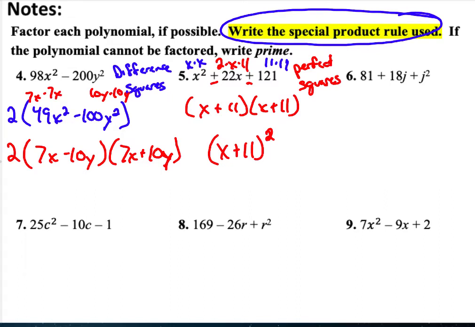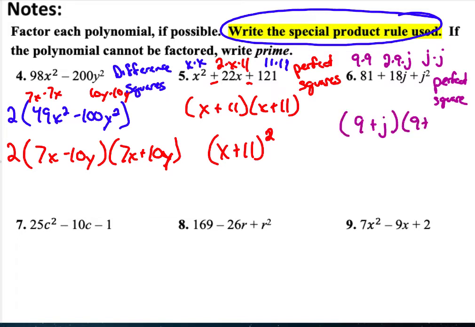Let's check the next one. Again, it's got 3 terms, so it's not going to be the difference of squares, but let's see if it is our perfect square trinomial. This one is a perfect square, 9 times 9. This one's a perfect square, j times j. Is the middle 2 times 9 times j? Yeah, that does give me 18. So I can use my perfect square rule to factor this one out quickly. This is really going to be 9 plus j and 9 plus j, because it was both plus and plus, which is really 9 plus j squared. So if we can find these patterns and if we can find these rules, it can make our lives a lot easier.